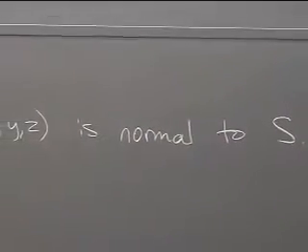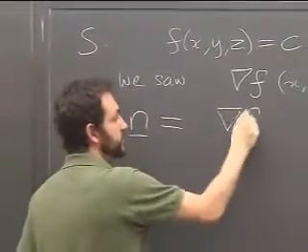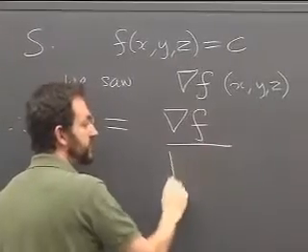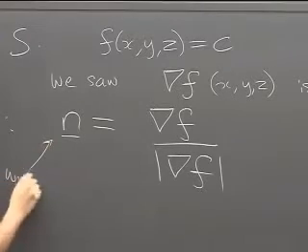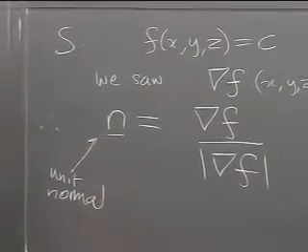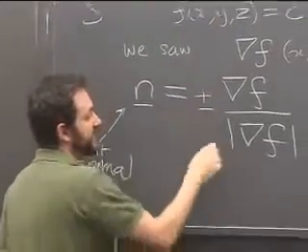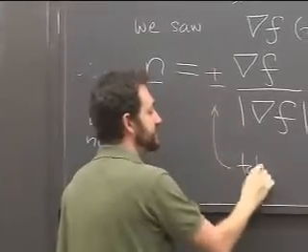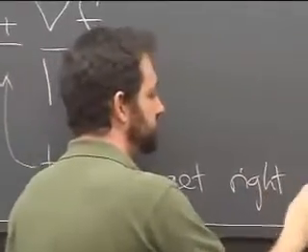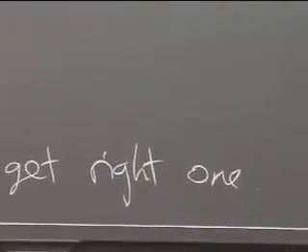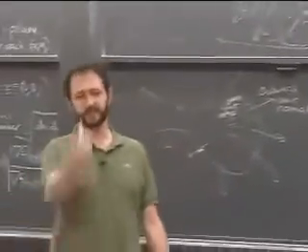So actually, the formula for the unit normal is just the gradient of f divided by the length of that vector, because it's supposed to be a unit normal. The only thing is, I don't know which way it is, so I'm going to have to put a plus or minus and take care to get the right one. It's normally just a matter of writing down the value for a couple of points, or even one point, and seeing whether the thing points up or down.